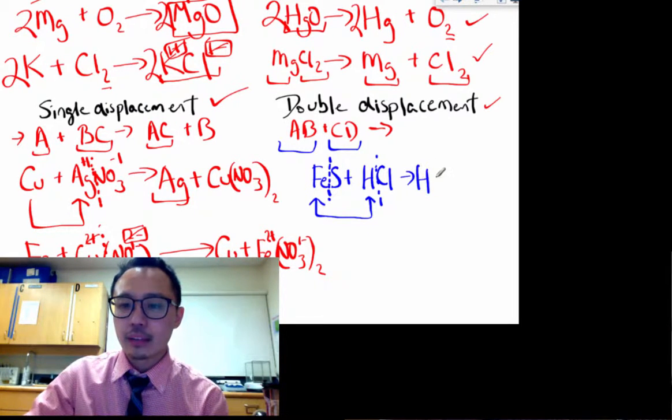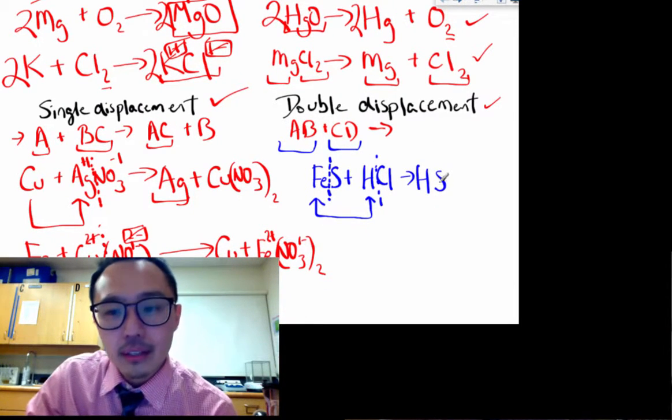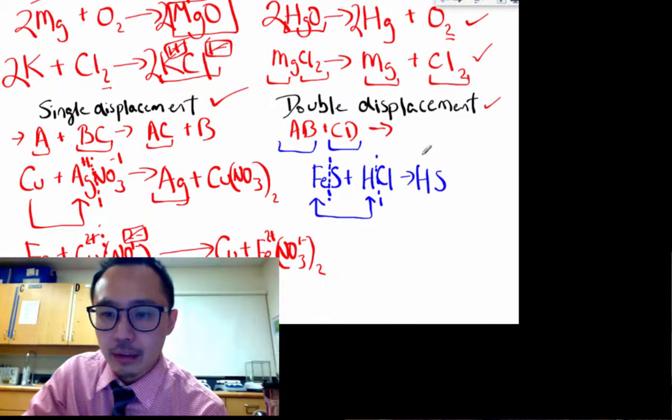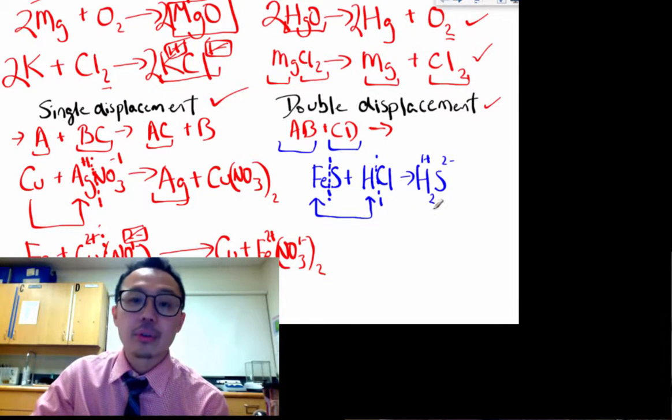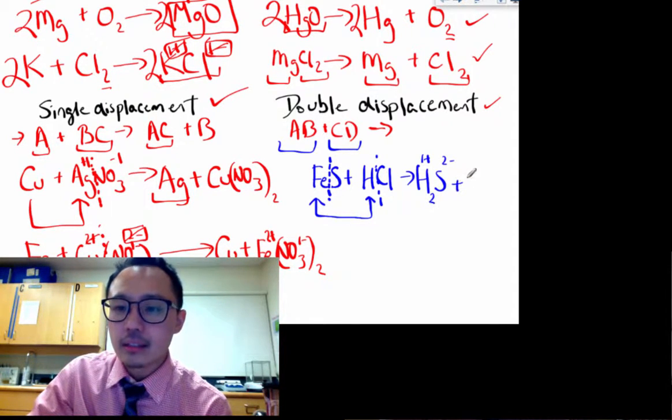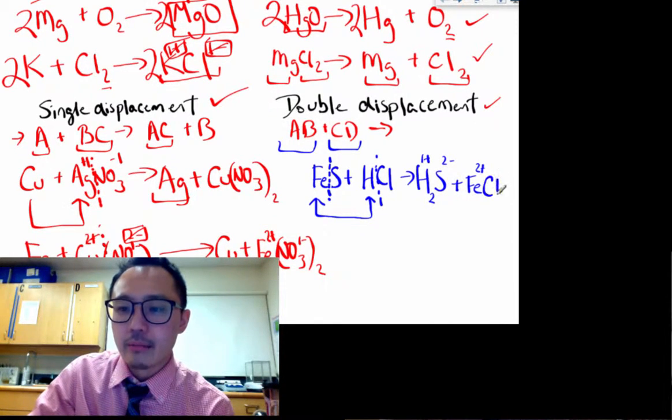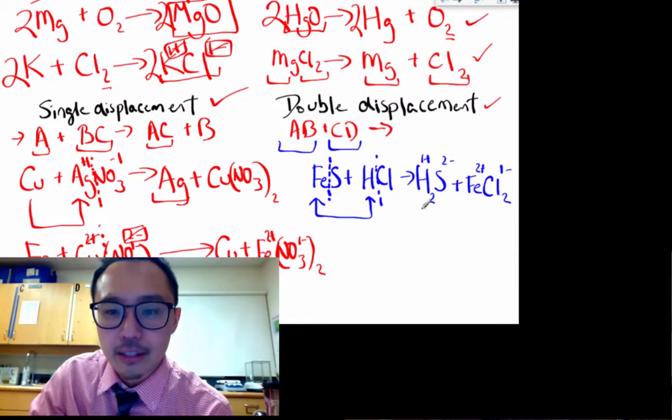So H, S. Now notice that we have to balance the charges. Remember, hydrogen is 1 plus, sulfur is 2 minus. So that means that you need 2 hydrogens, so it would be H2S. Plus, now Fe has a 2 plus charge from this sulfur, and then your chlorine is 1 minus, so that means you need 2 chlorines. So this is your double displacement.